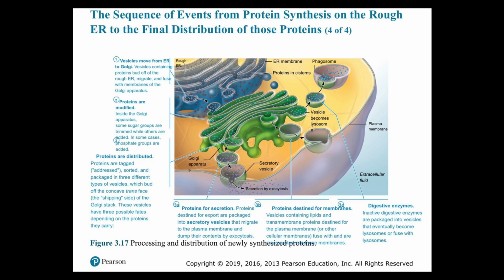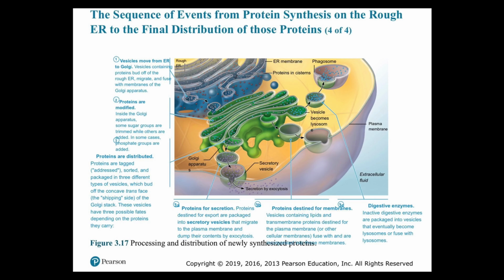Proteins are distributed. So proteins are tagged or addressed, sorted, and packaged in 3 different types of vesicles, which bud off the concave trans face, the shipping side of the Golgi stack. These vesicles have 3 possible fates depending on the proteins they carry. So in 3A, the proteins, these ones are for secretion.